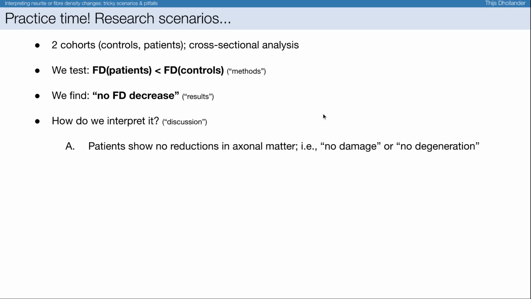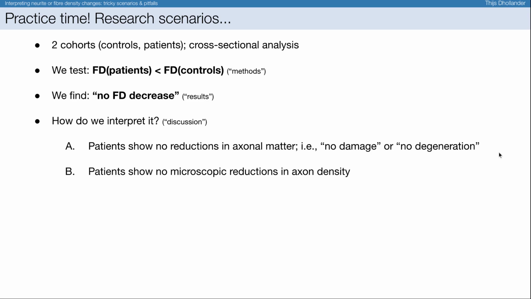Well, here's a few options. We could say, well, the patients apparently show no reductions in axonal matter. Or in other words, interesting for a discussion section, there was no damage in the patients, or there was no degeneration in the patients, something like that. That would be one way to write it down. It would be interesting. We talk about degeneration, we talk about damage, we talk about real world concepts, and we move away from just saying FD. So we're writing a real discussion section here.